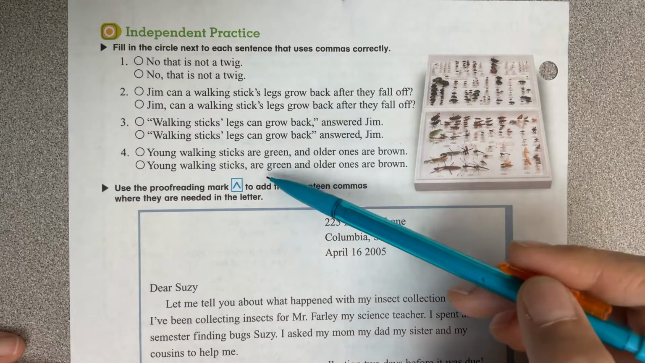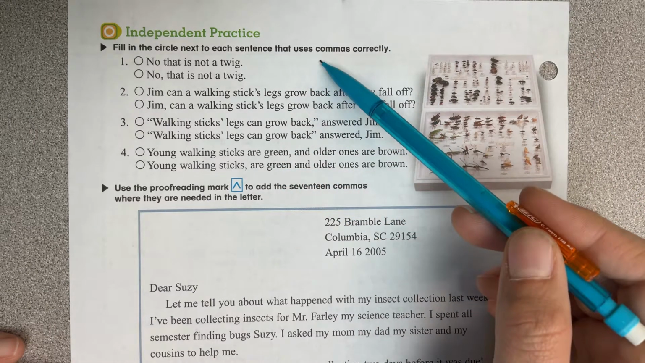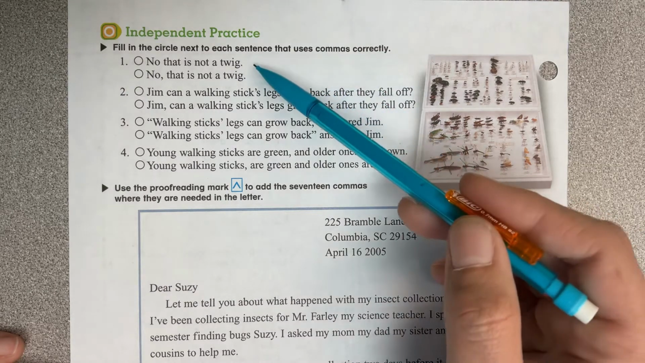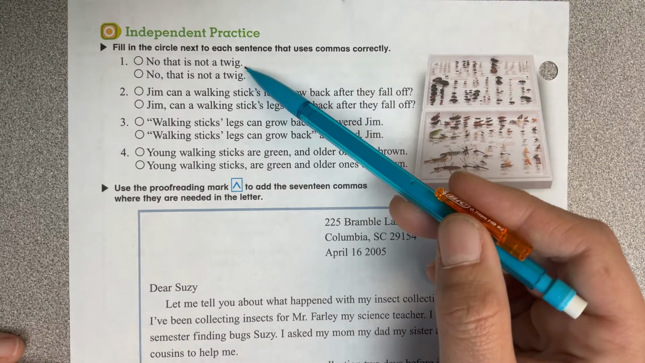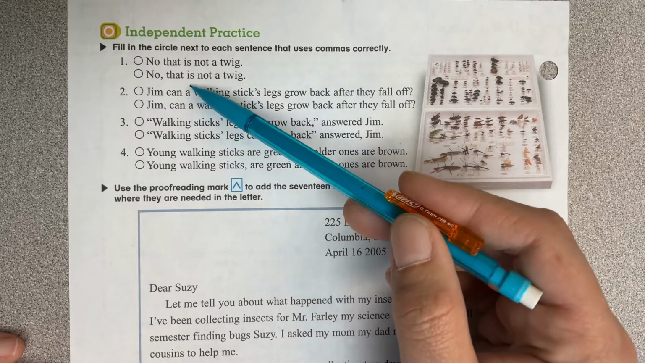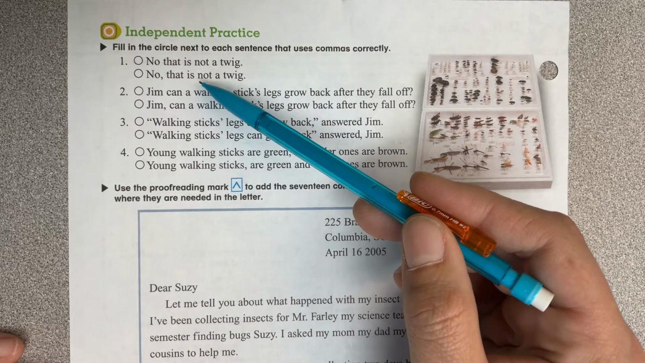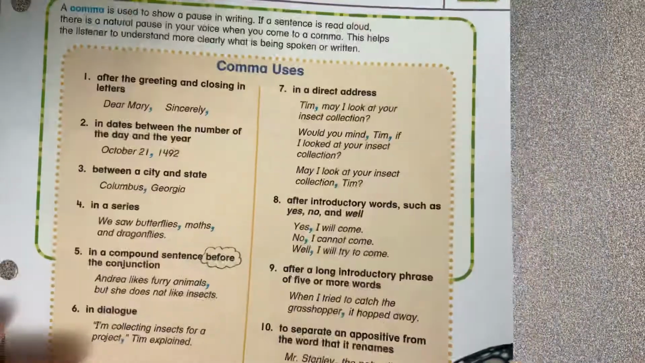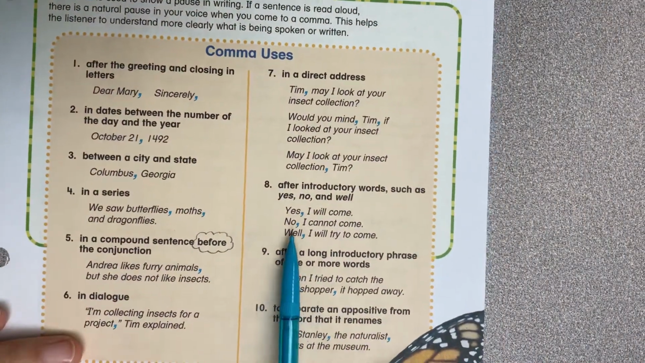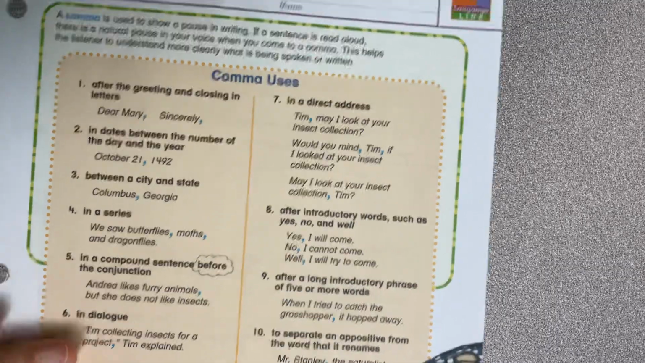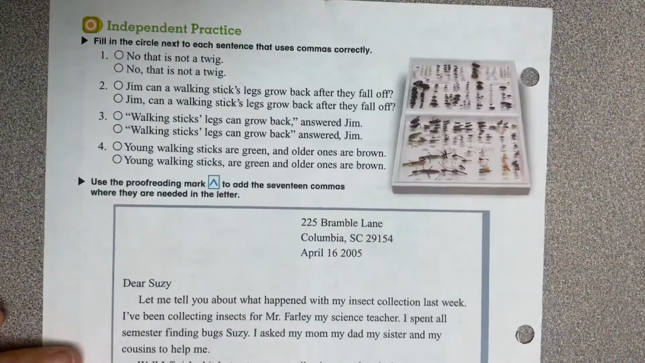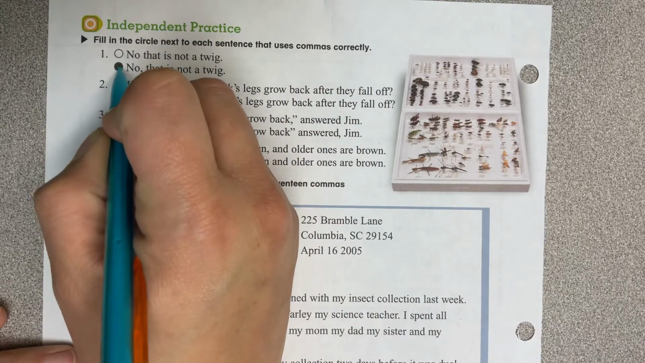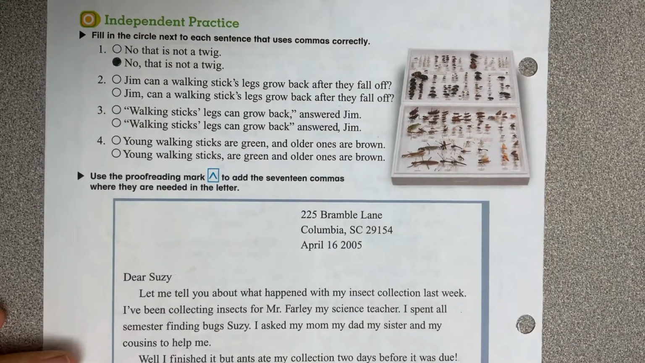Numbers 1 through 4, the directions say, fill in the circle next to each sentence that uses commas correctly. So the first one says, "No, that is not a twig." The second one says, "No that is not a twig." Well, if you need help, you can always flip back over and you can see that this one is going to follow rule number 8. It has the word no as an answer to the question and then a comma. So we're going to fill in the bottom one. No, that is not a twig.